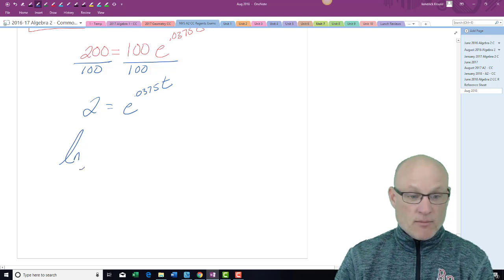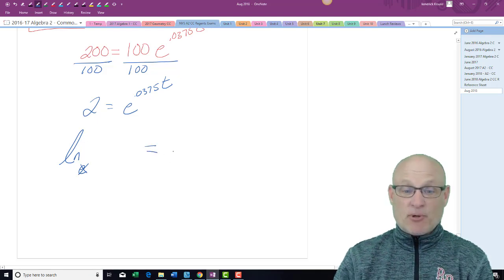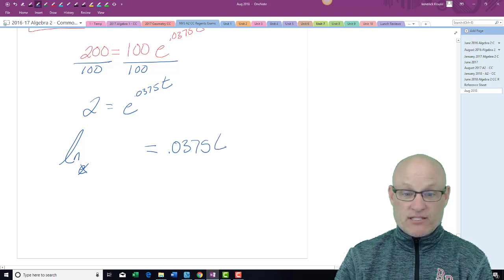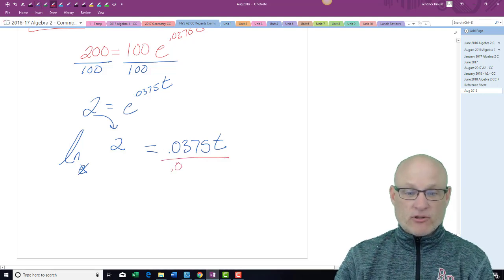So natural log, base e, but you're not going to be allowed to put that in a calculator, but that's where the base goes. Logs are equal to exponents, so natural log of 2 equals 0.0375t. Now, in order to get t by itself, we're going to divide by 0.0375.